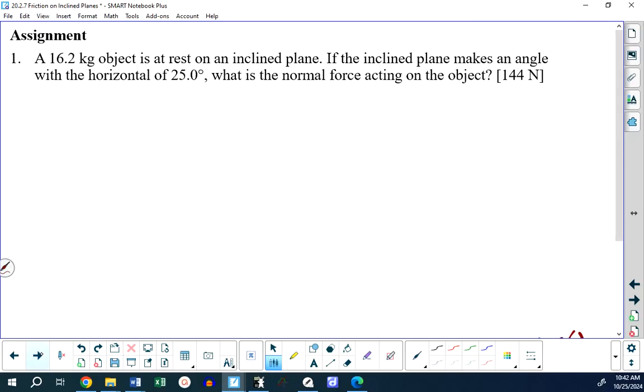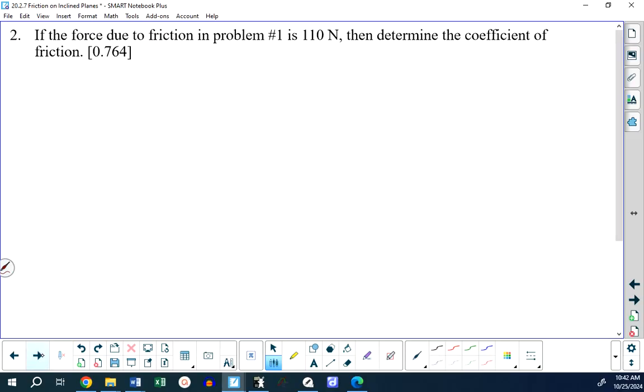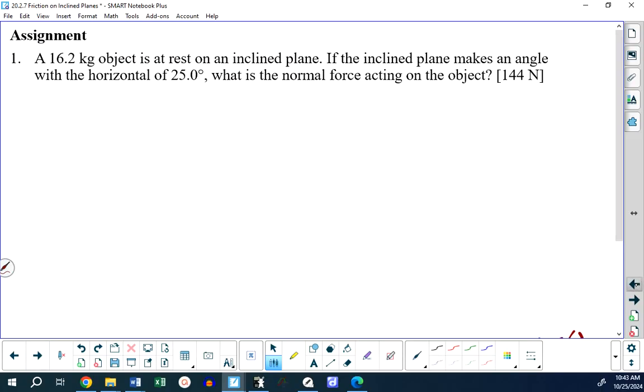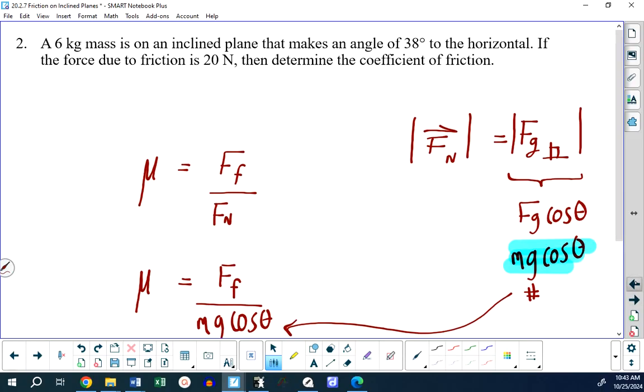I have to take a quick peek at these numbers. Is this the question you have? I didn't think so. Oh, that's the assignment. There we go.